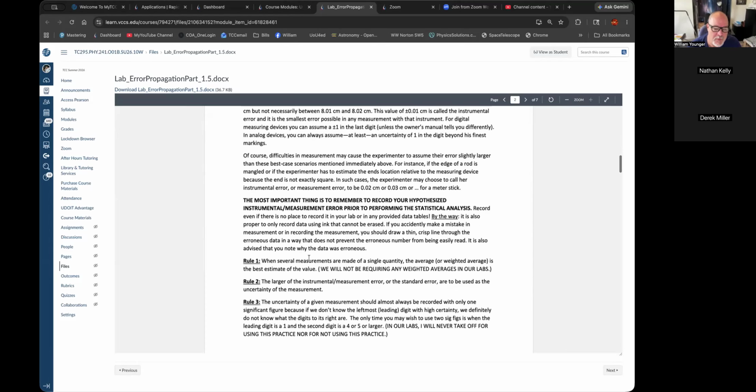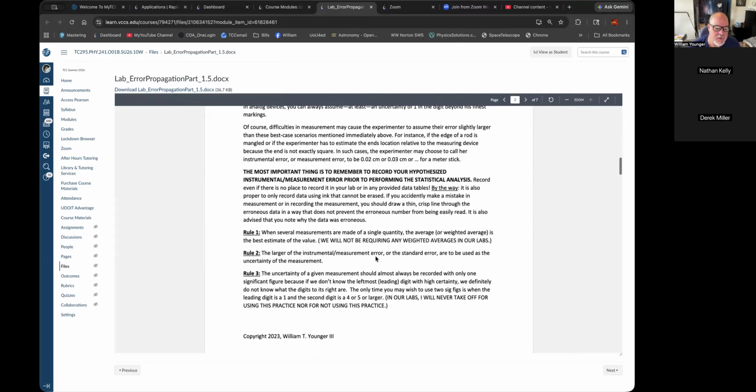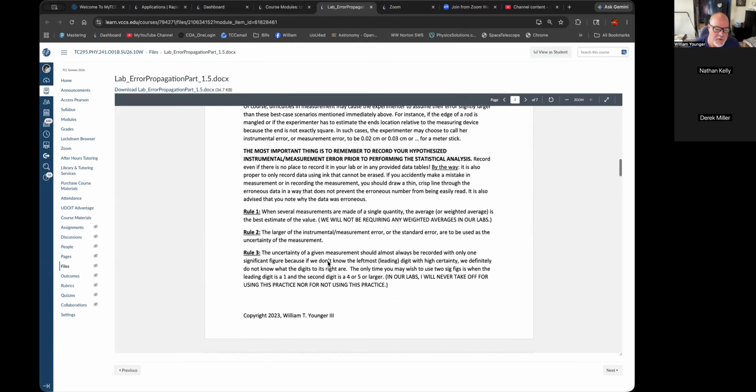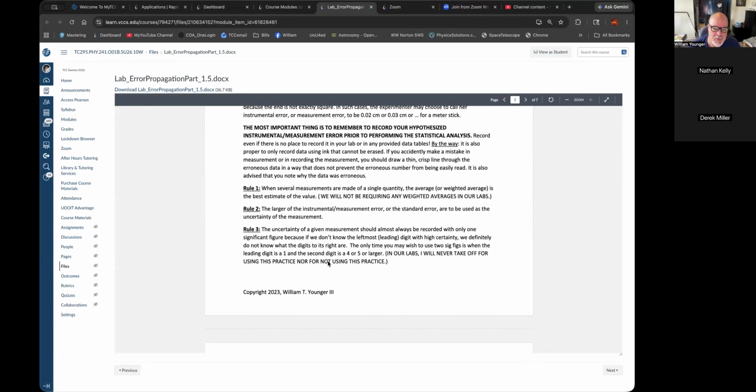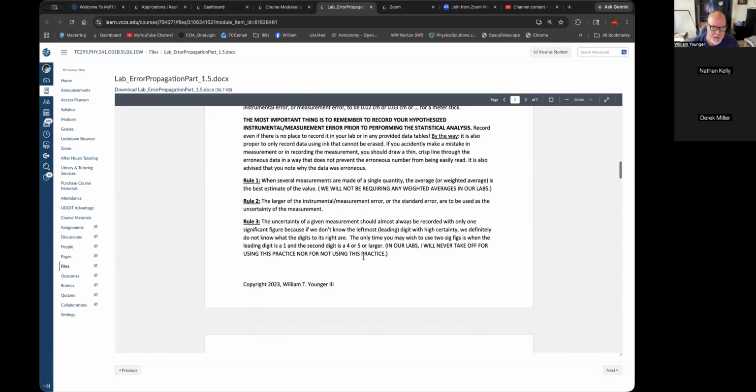Rule one: when several measurements are made of a single quantity, the average or weighted average is the best estimate of the value. Rule two: the larger of the instrumental slash measurement error or the standard error is to be used as the uncertainty of the measurement. Rule three: the uncertainty of a given measurement should almost always be recorded with one sig fig, because if you don't know the leftmost leading digit with high certainty, we definitely don't know the digits to its right. The only time you may wish to use two sig figs is when the leading digit is 1 and the second digit is like 4 or 5 or something like that. In our labs, I will never take off for using this practice nor for not using it.